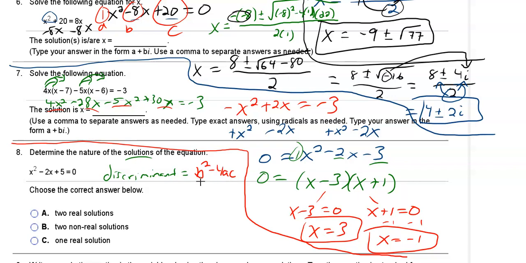What I find interesting about this is that whether it turns out to be real or imaginary is affected by all three numbers. It's not just A, it's not just B, it's not just C. All three of them play a role. Right? So we have A is equal to 1, B is equal to negative 2, C is equal to 5. So we'll plug those numbers in. We have negative 2 for B, minus 4 times A, which is 1, times C, which is 5. So negative 2 squared is 4, minus 4 times 1 times 5 is 20, 4 minus 20 is negative 16.